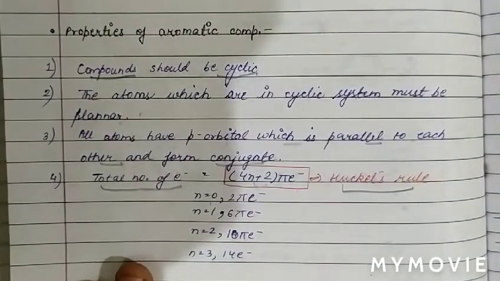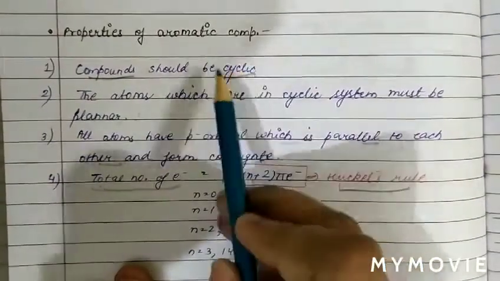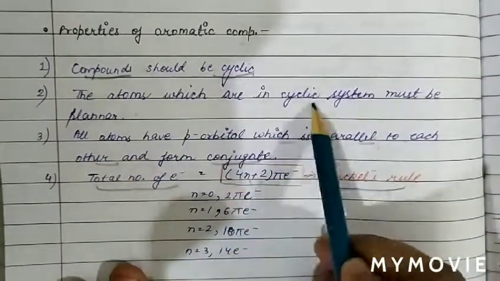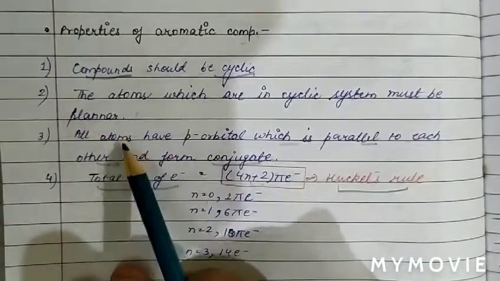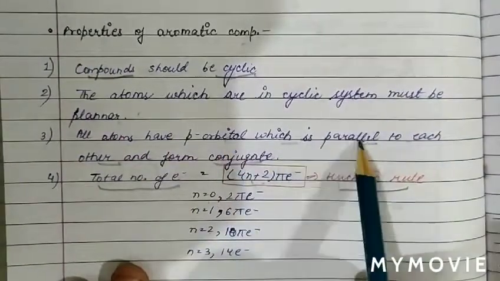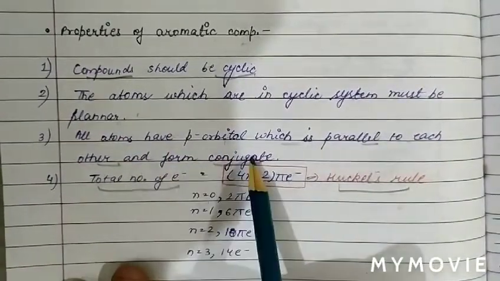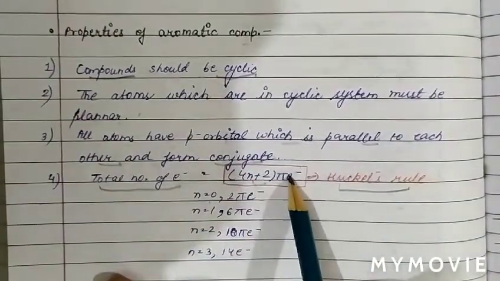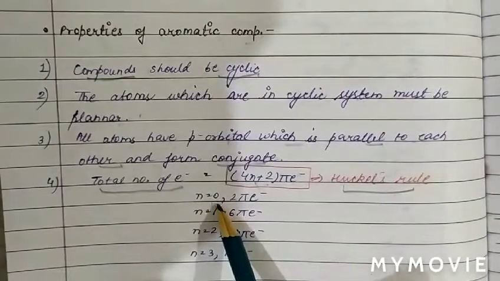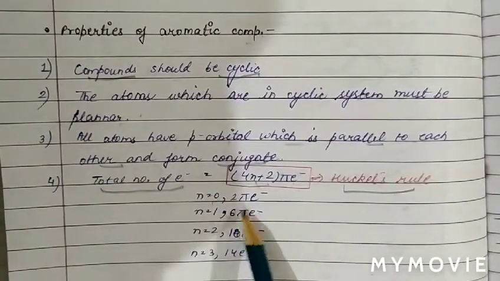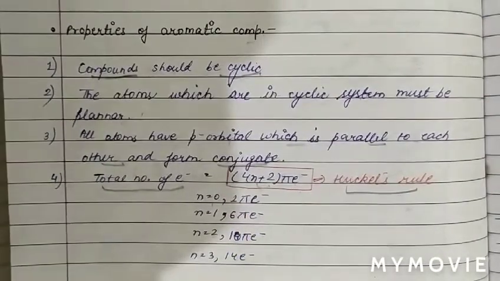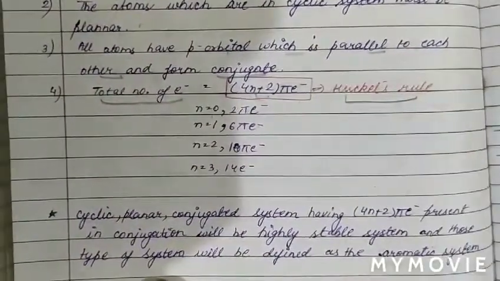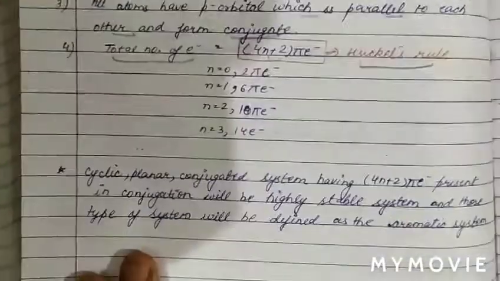So we have discussed the properties of an aromatic compound. The compound should be cyclic, and the atoms in the cyclic system must be planar. All atoms must have p orbitals parallel to each other, forming a conjugated system. The total number of pi electrons must be 4n plus 2. When we put n equal to 0, 1, 2, 3, we get 2, 6, 10 and 14 pi electrons. So this is the Huckel rule for a compound to be aromatic.